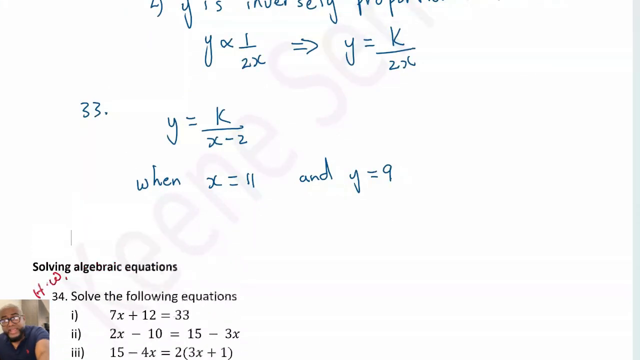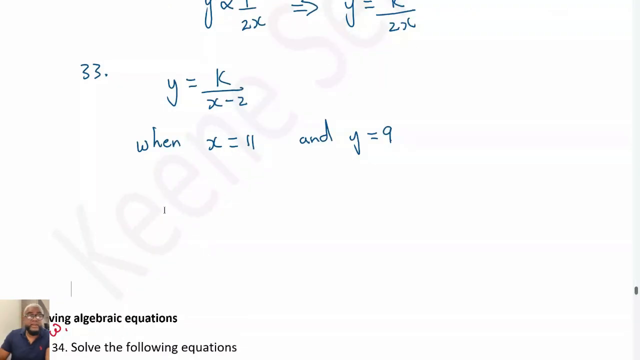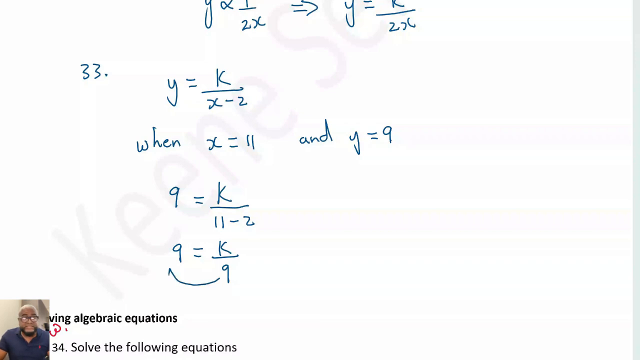So let's plug in, find the value of k. You know how to substitute, Daniela? Instead of putting y here, y is 9. So instead of putting y, I'm going to put 9 equal to, we don't have a value for k. That's what we're trying to find. And then instead of putting x, I would put 11. 11 minus 2. 11 minus 2 is what? 9. So it'll be k over 9. We need to find k. What do we do with this 9? We carry it to the side. And what do we do? Multiply. Excellent.